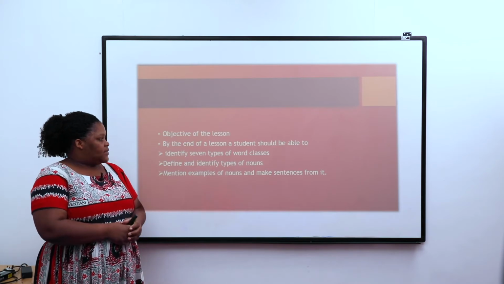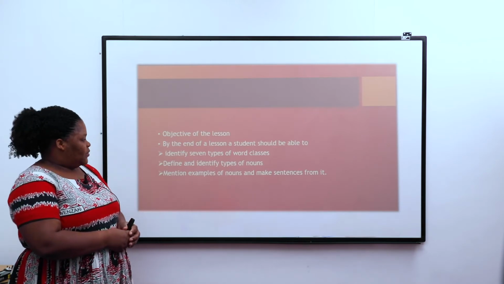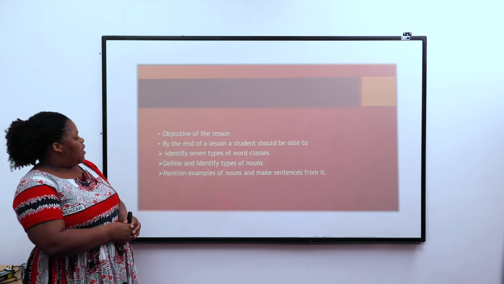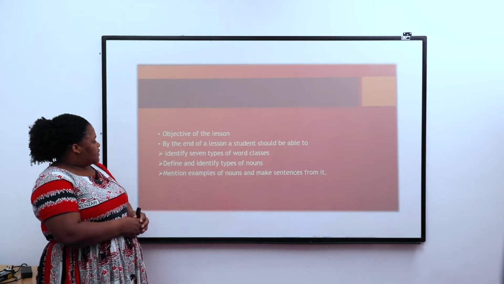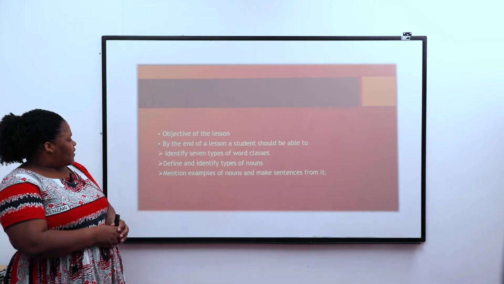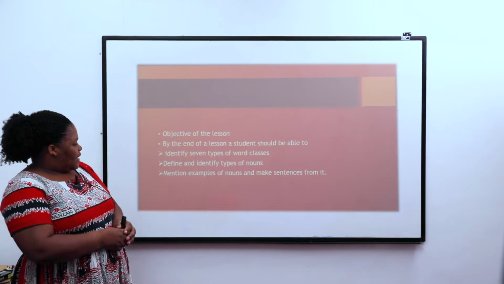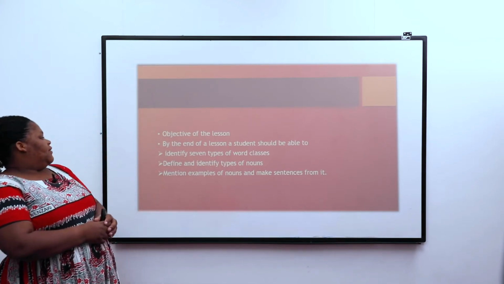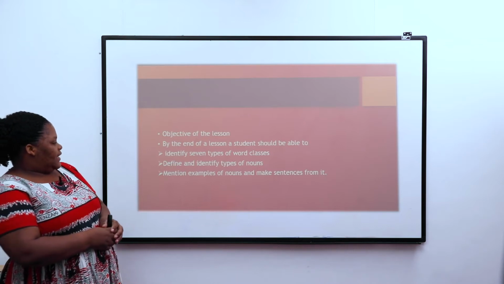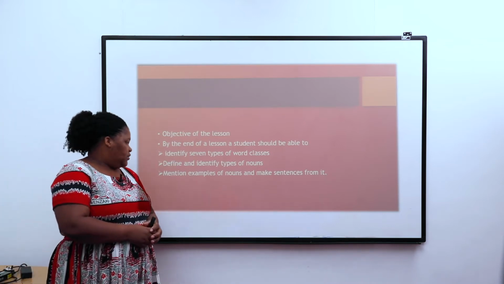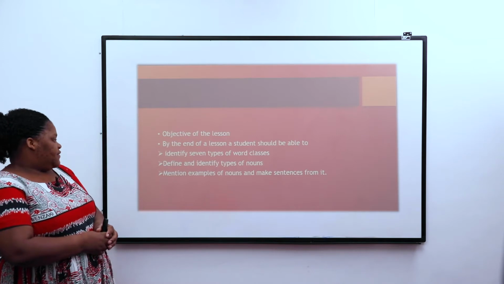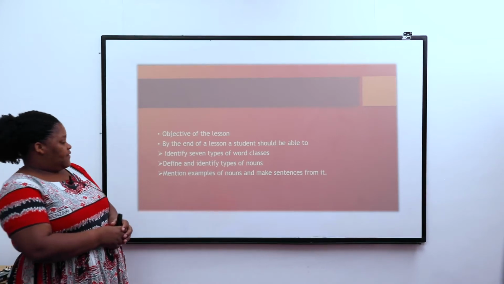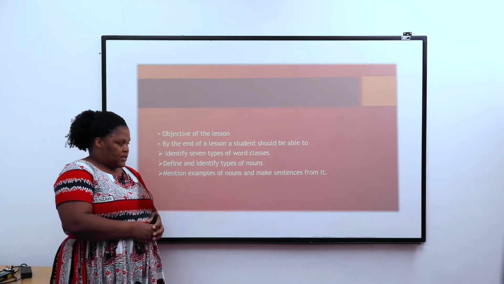By the end of this lesson, we're expecting to achieve the following objectives. One is you should be able to identify 7 types of word class. Also, you have to define and identify the types of noun. And another objective is to mention examples of noun and make sentences from it.